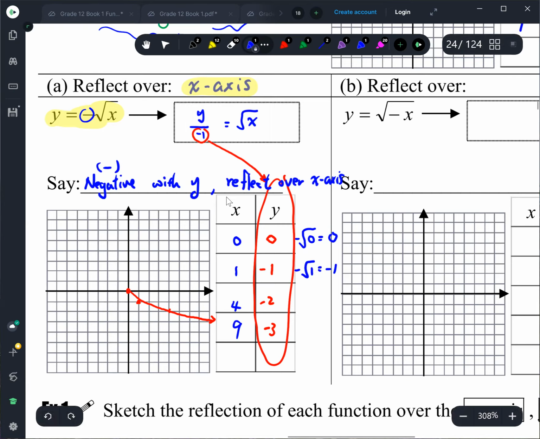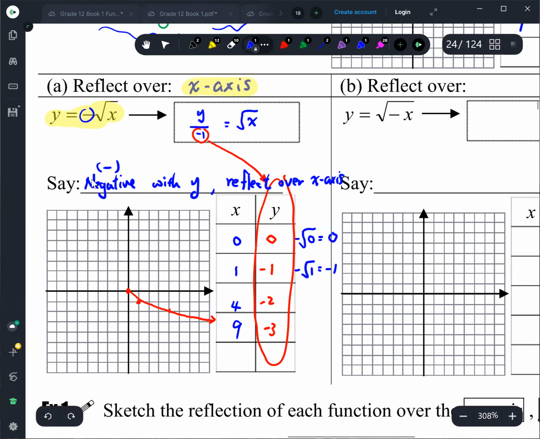Negative with y. Everyone? Negative with y. Okay, reflect over x-axis. Okay, very good. Let's try one more time. Negative with y. Reflect over x-axis. Very good. Just like in class, right? You can hear everybody else. Okay. All right. You can turn your mic off now.